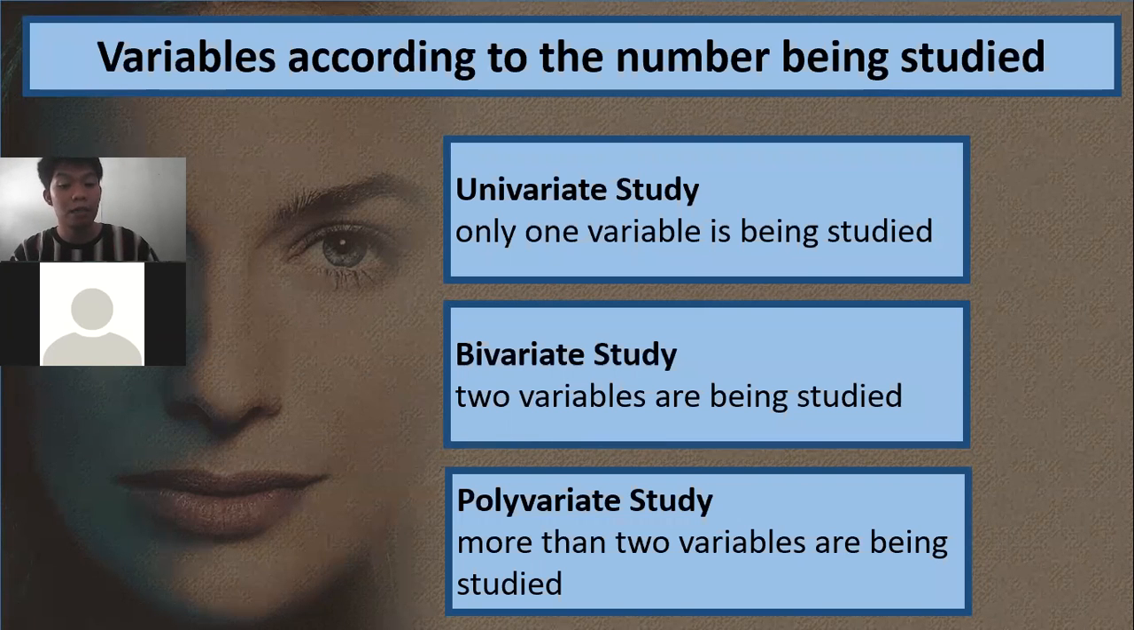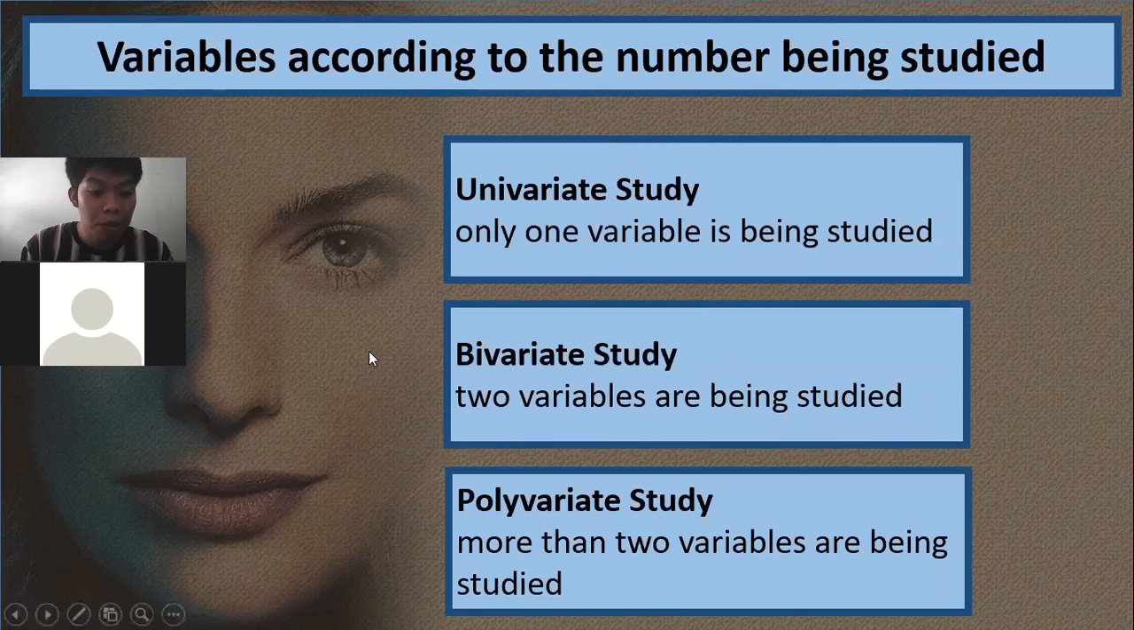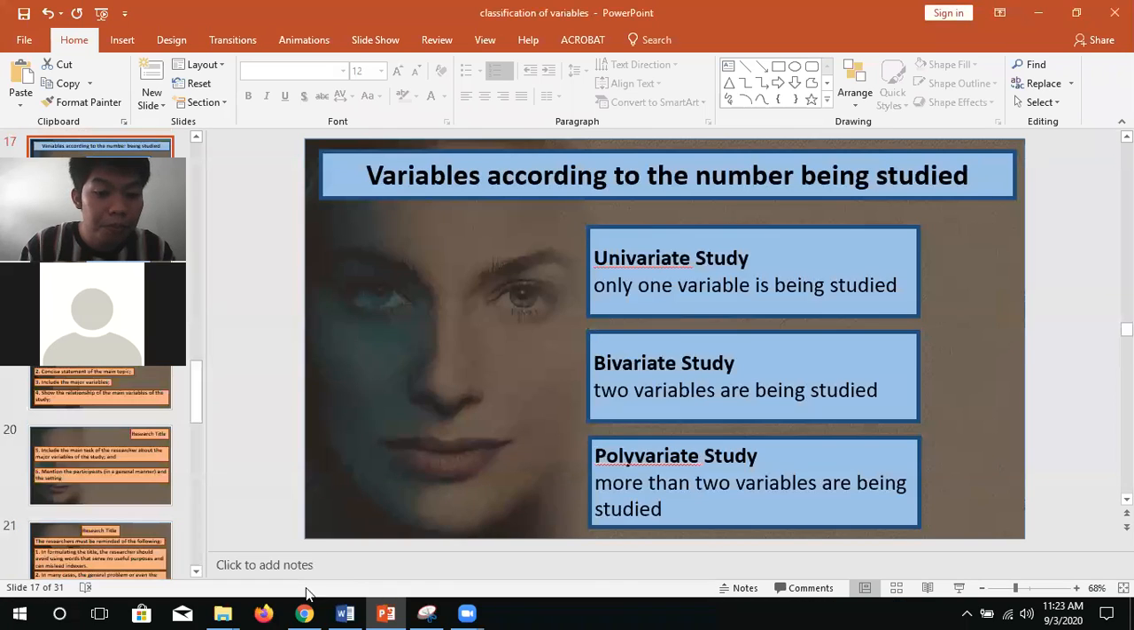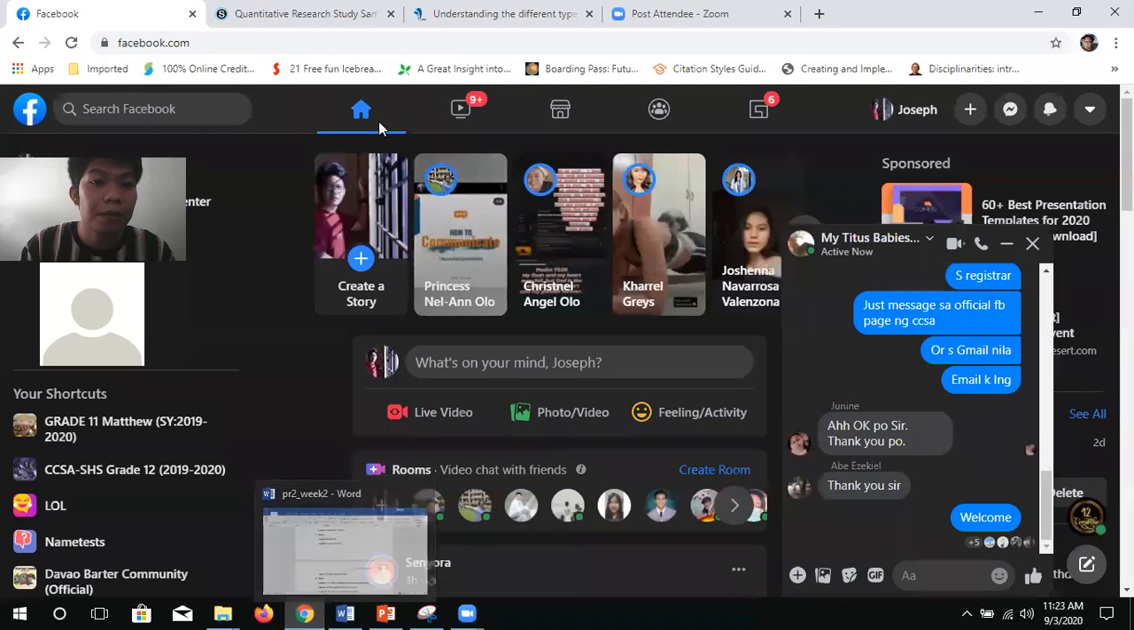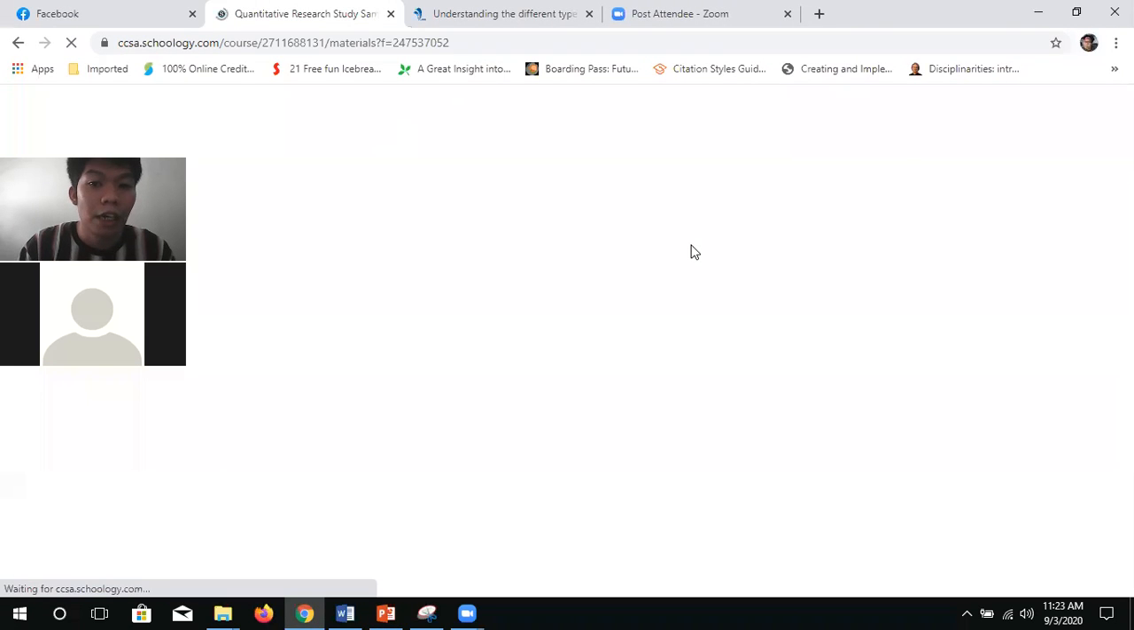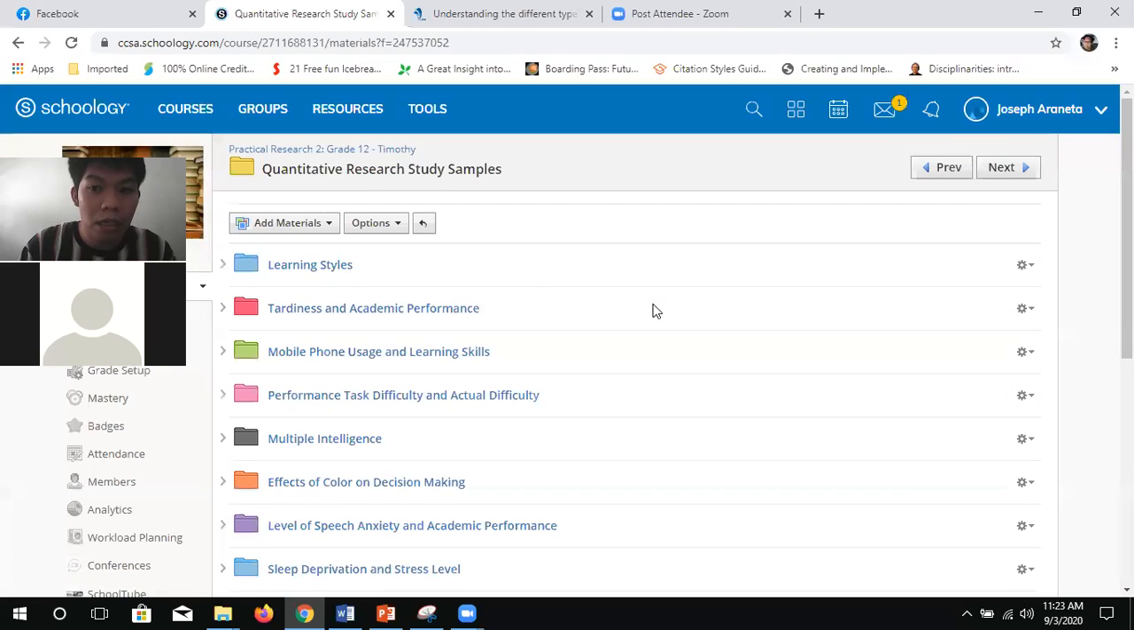Ito namang polyvariate study, more than two variables are being studied. I will show you examples of this. Let's go to the Schoology. Itong sa univariate studies, isang variable lang. Halimbawa, itong learning styles.